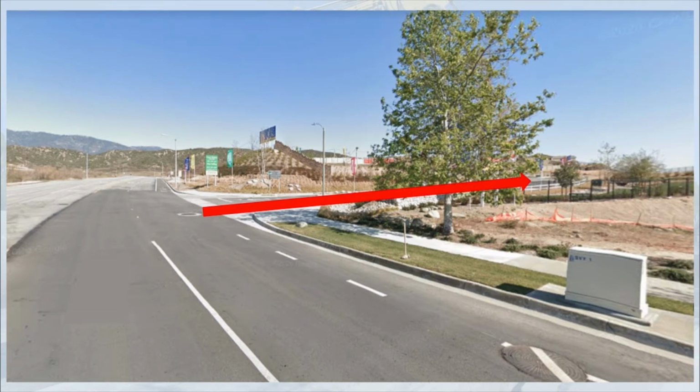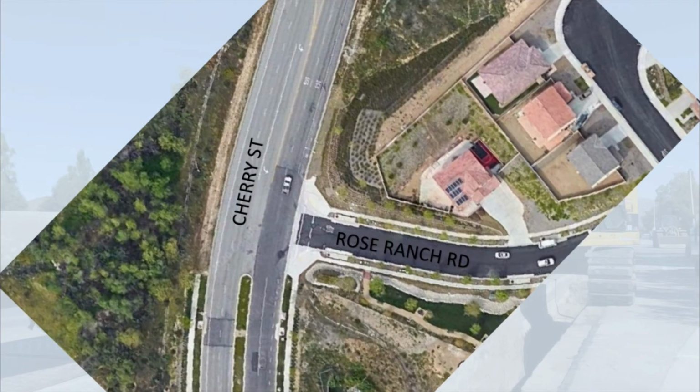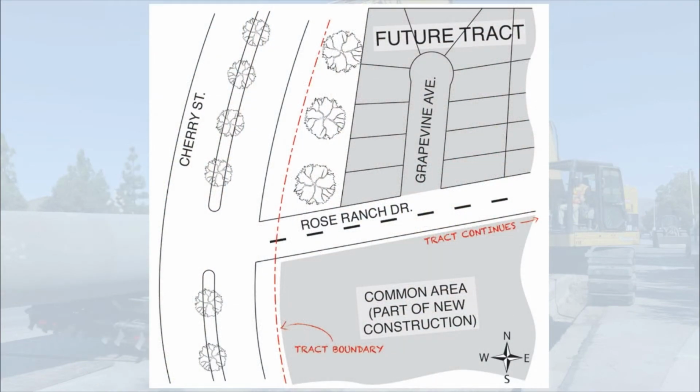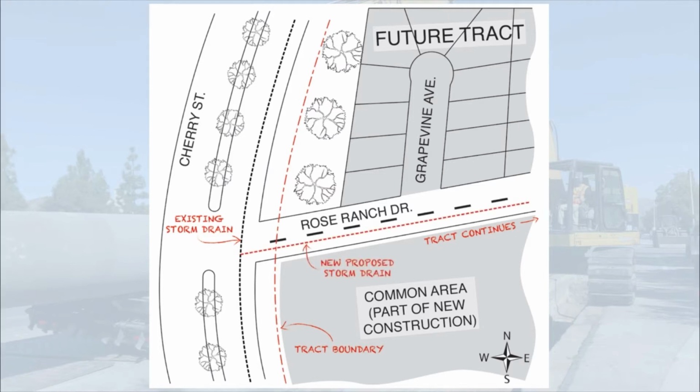But let's move back, and I want to switch over to plan view because now I want to show you what's going on underneath the ground. So with this project, the existing storm drain was already in Cherry Street, and the new proposed storm drain was going to enter the tract as such. So that meant this was going to be our tie-in location.